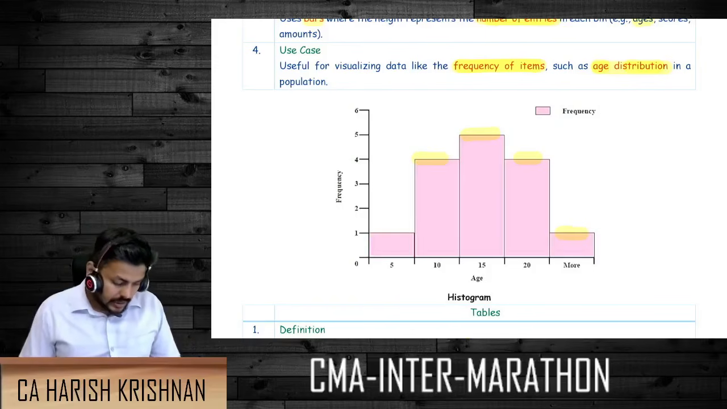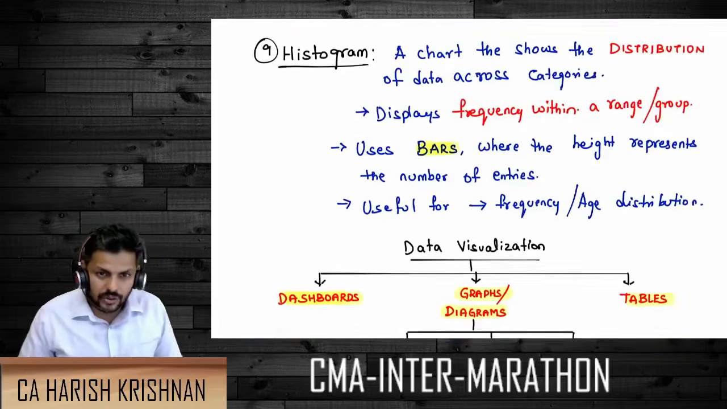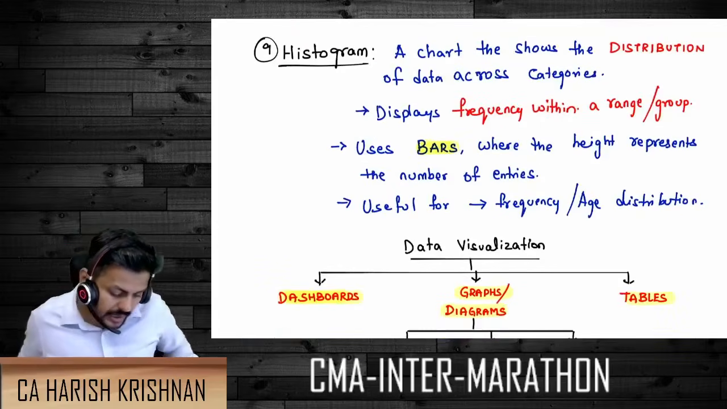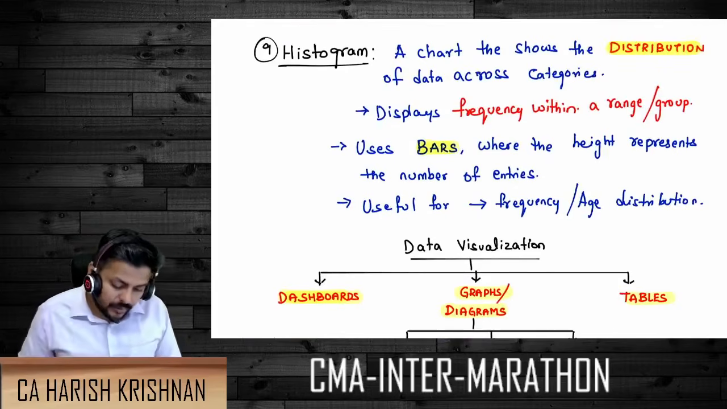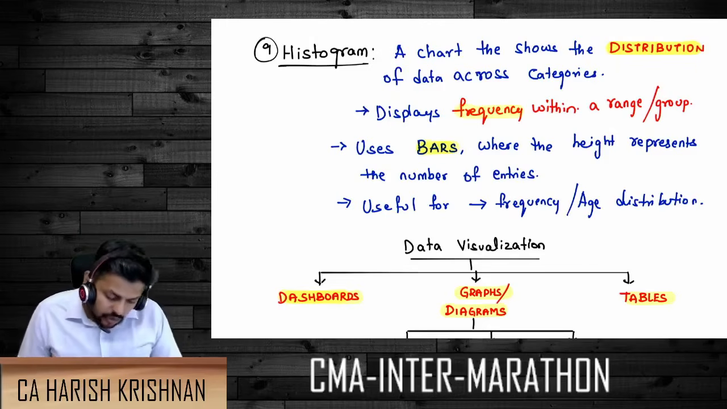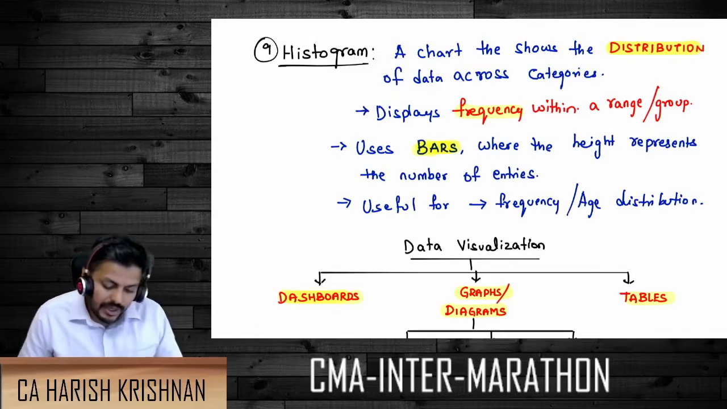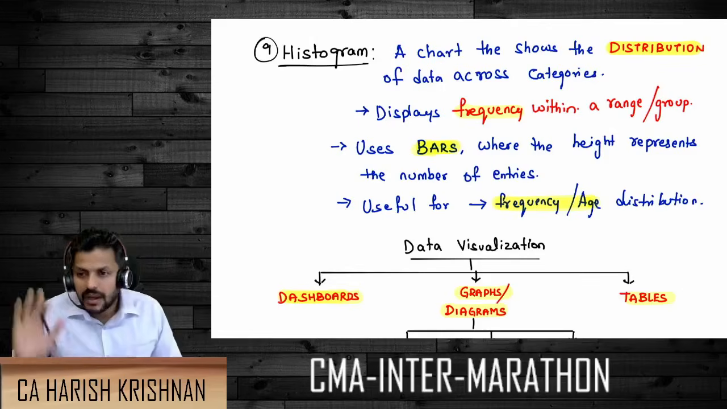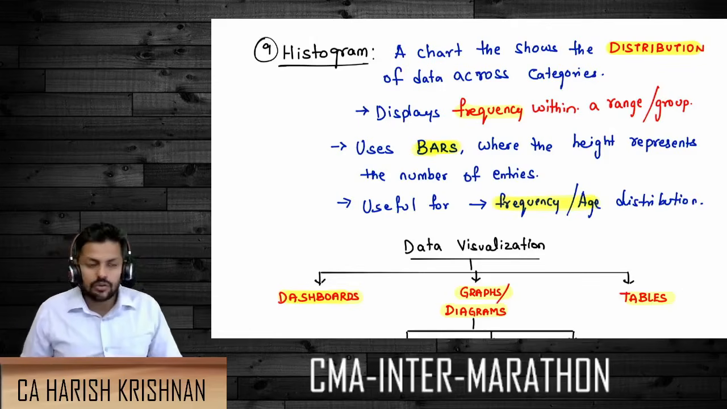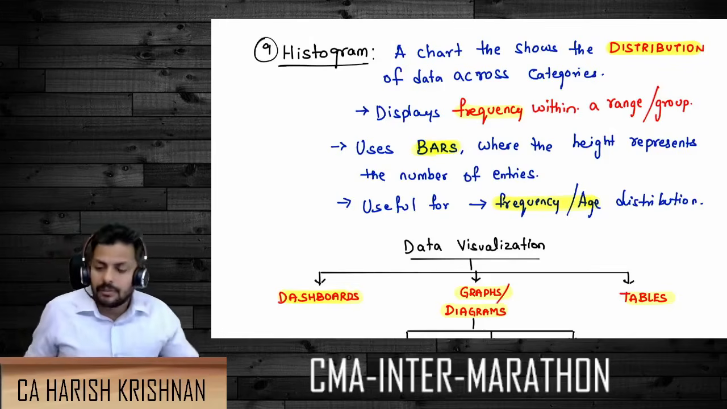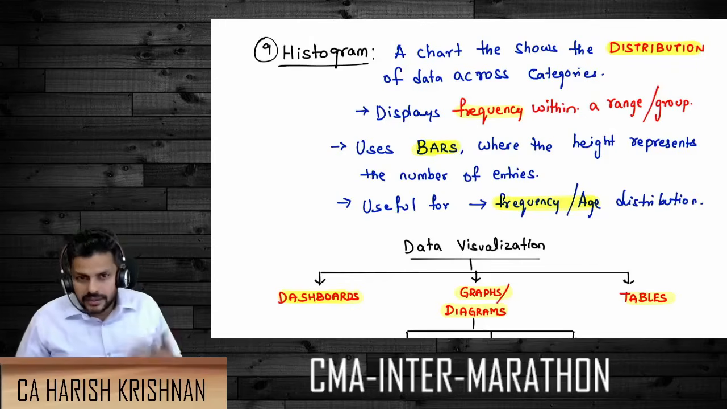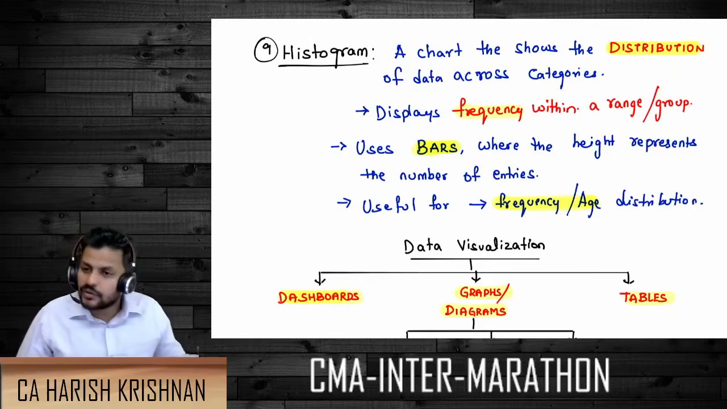So convincing data, if you want to present it very clearly to somebody, you can use a histogram, which is a chart that shows the distribution across categories. It displays the frequency within a range or a group, and uses bars where the height represents the number of entries, useful for frequency or age type of distribution, as you saw in the example. So guys, we discussed it elaborately across a couple of sessions in class, but like I said, you can easily revise it if you know what each visual technique stands for.